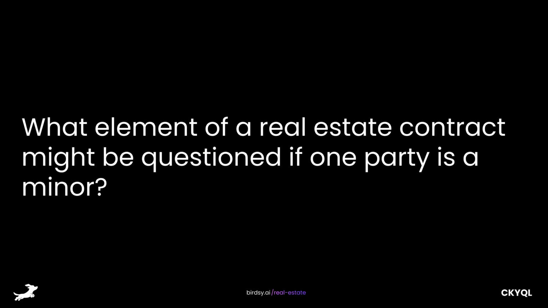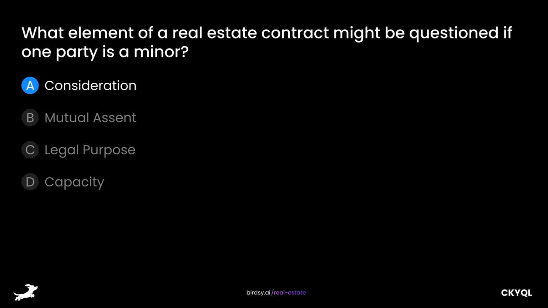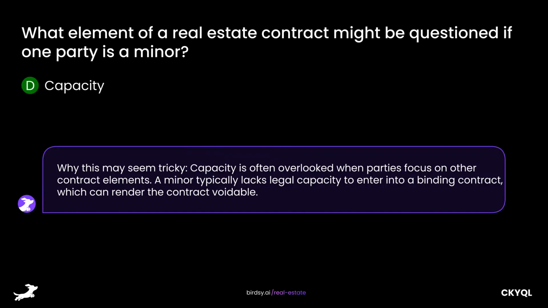What element of a real estate contract might be questioned if one party is a minor? Is it A, consideration, B, mutual assent, C, legal purpose, or D, capacity? The answer is D, capacity. Why this may seem tricky. Capacity is often overlooked when parties focus on other contract elements. A minor typically lacks legal capacity to enter into a binding contract, which can render the contract voidable.